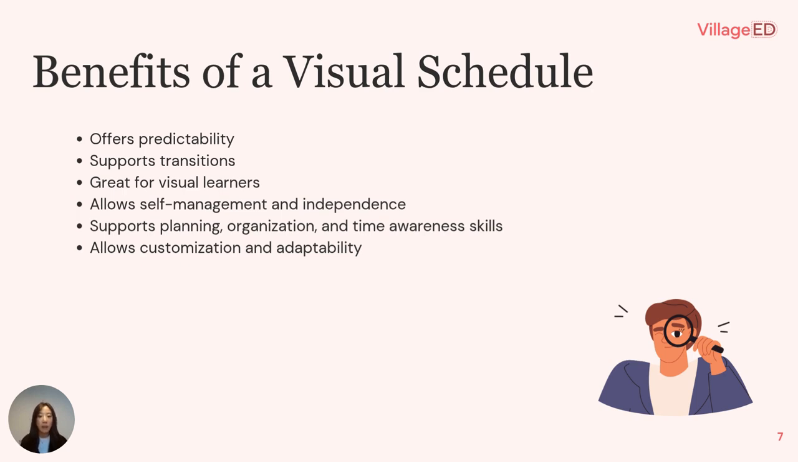So instead of you having to verbally and constantly remind them of the next activity, the visual schedule itself serves as a reminder. So all you have to do is direct your learner or your child to the visual schedule, and he or she can independently guide themselves throughout the day. It also supports planning, organization, and time awareness skills and allows customization and adaptability. And we'll talk about customization in the next few slides.